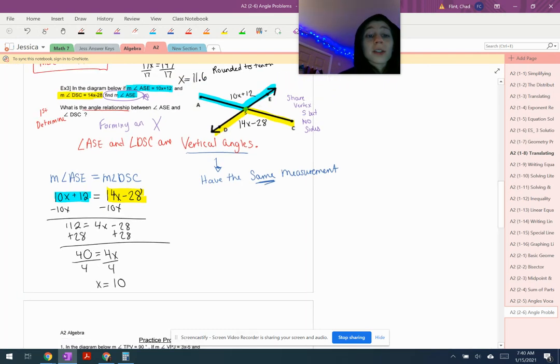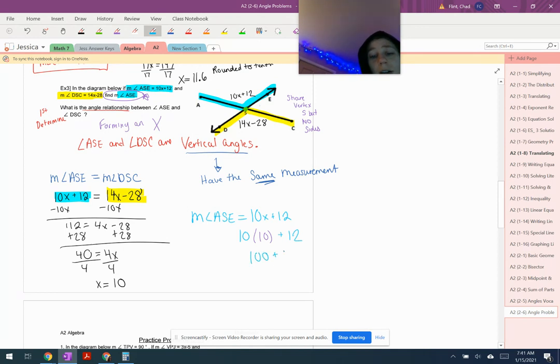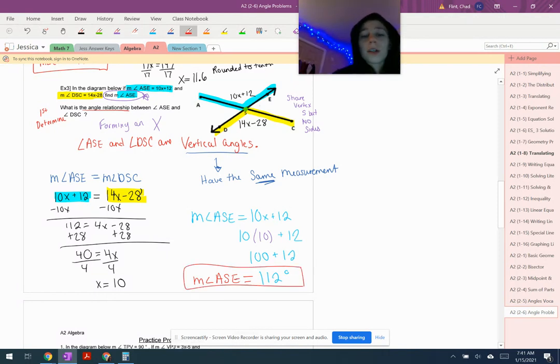At this point, we still haven't answered the question, because all we did was find x. We have to use that x to go back and answer the question of finding the measure of angle ASE. The measure of angle ASE was equal to the expression they gave me, 10x plus 12. I now know that x is 10, so in for x I'm putting 10, not to be confused with the 10 that's already in the problem. 10 times 10 is 100, plus 12 is 112. So the measure of angle ASE is equal to 112 degrees.